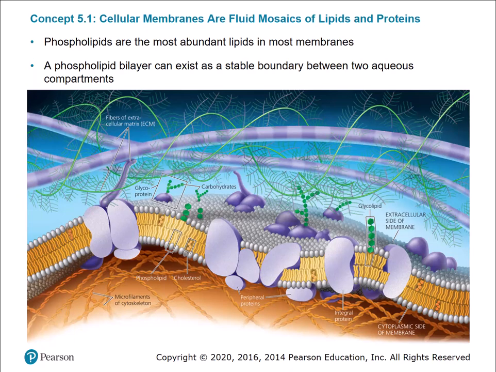So with Chapter 4, we had looked at cellular organelles. With Chapter 5, we're going to get more in depth on the plasma membrane and the way that things are transported across the plasma membrane.